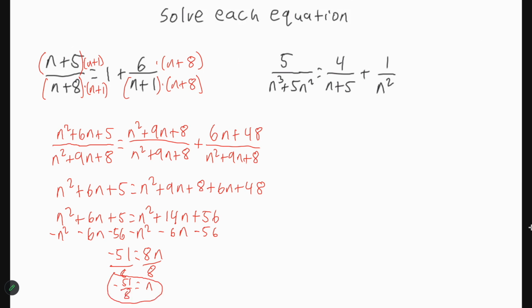Alright, and just like before, we have to check the excluded values, but the excluded values would be negative 1 and negative 8, neither of which are negative 51 over 8.